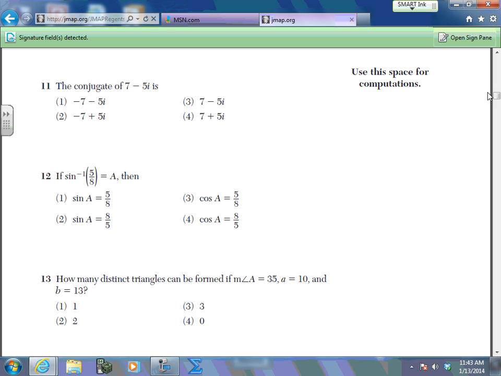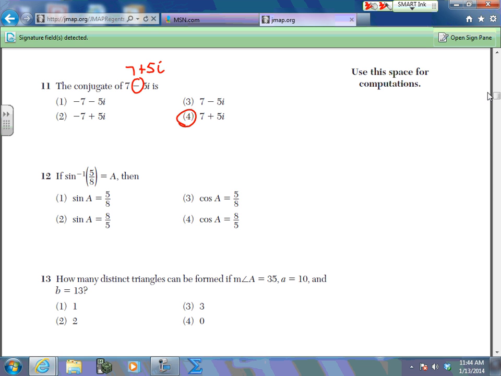Okay, conjugates. Remember that definition. They are the same terms, but the sign in the middle is the opposite. So I'm going to get 7 plus 5i. That's a very nice 2-point problem, and we have seen that in quite a few regions.